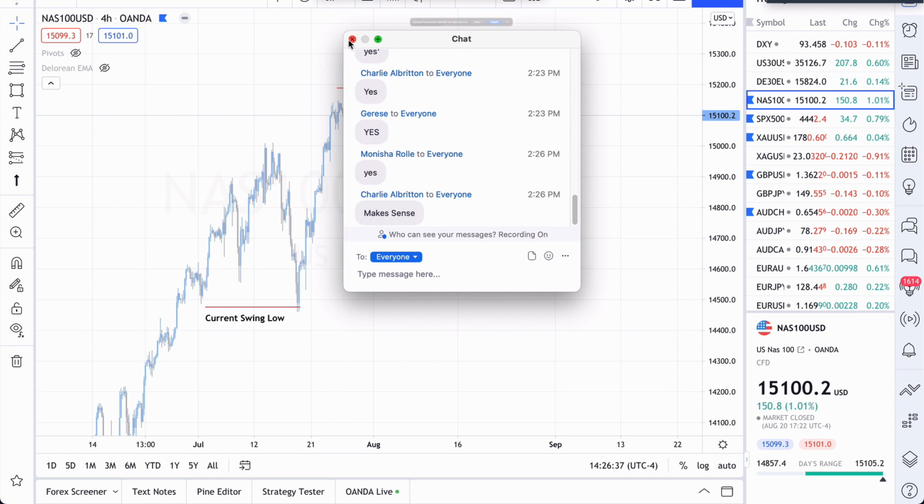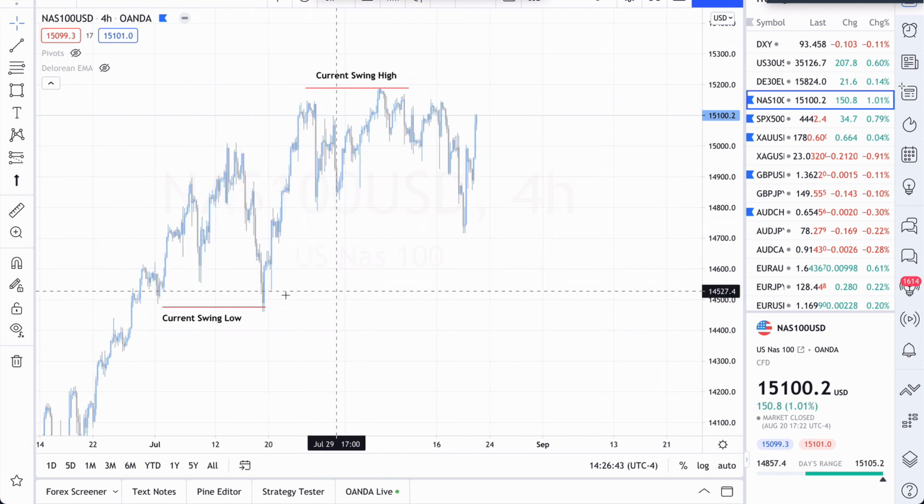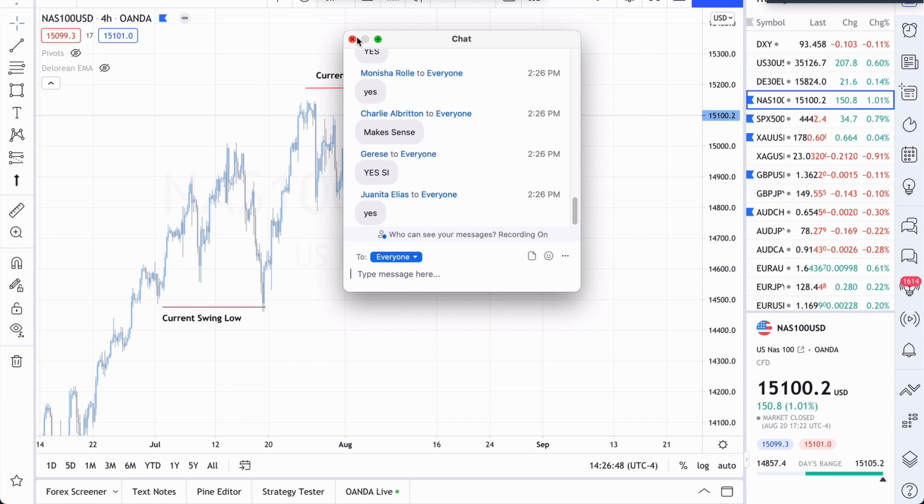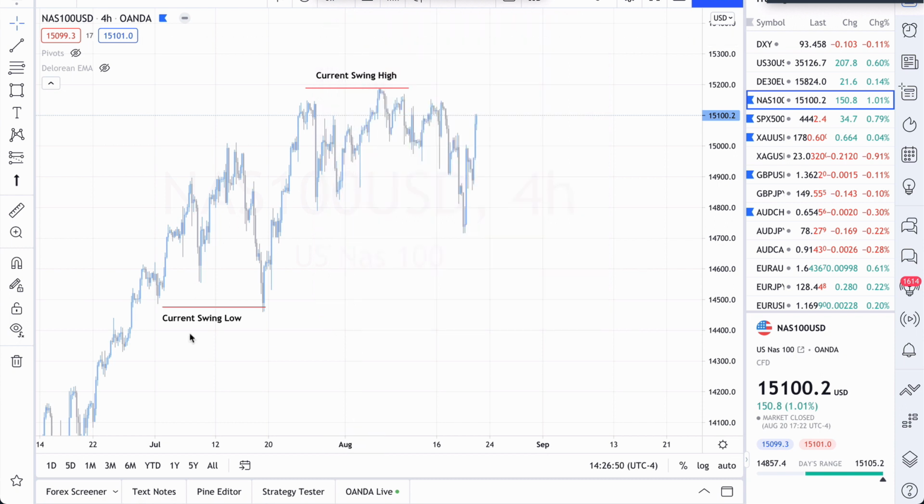All right. Aloha, Emily. Watch this. Now that we have a swing low and a swing high, I am going to take my fibs and draw it using the lines that we made. Watch this. Let me wait before I do it.